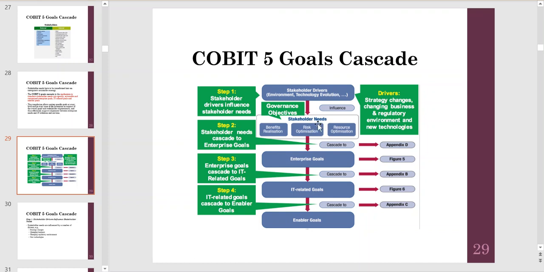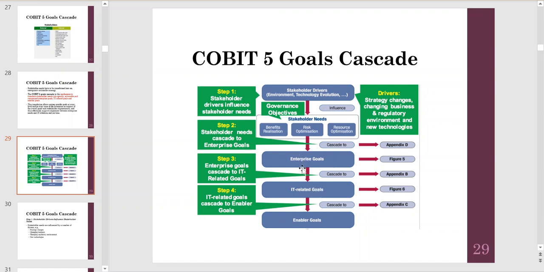We said that there is a value created here that all stakeholders have to agree on together. Basically, they need to understand the benefits out of this business, this company, this organization, with less risk and fewer resources. Then the stakeholders' needs should be converted to enterprise goals, or the strategic objectives of the company. COBIT defined 17 enterprise goals, because it's a framework that has 17 strategic or enterprise goals.